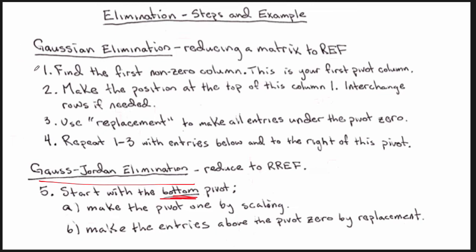So oftentimes, because we do this kind of top to bottom, left to right, people will try to do Gauss-Jordan elimination, in other words, reduce it all the way, by doing top to bottom, left to right, and our lives are actually much easier if we start at the bottom and go up. And you'll kind of see why in the example we're going to go through.